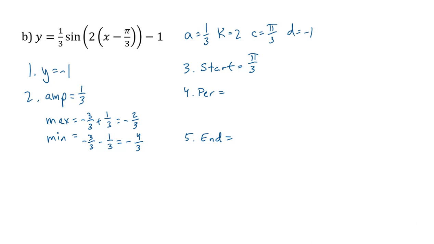The period is pi. 2 pi divided by the k value, which is 2. 2 pi over 2 is pi. And the end is? Oh, she's fine. It's all good. So the start plus the period. 1 pi by 3 plus 3 pi by 3 is 4 pi by 3.